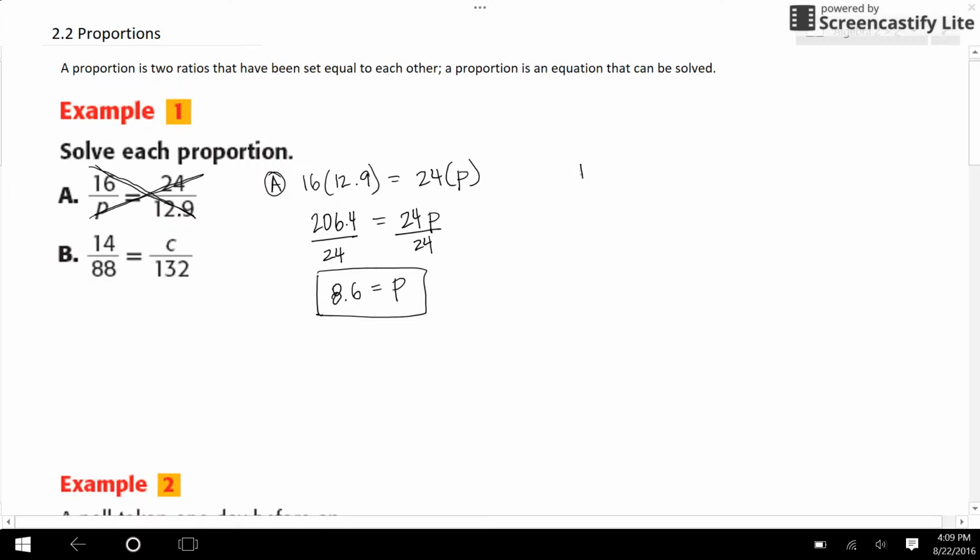What about B? If I'm going to do B, I have the same thing. So I'm going to do this proportion. I'm going to cross multiply. I'm going to get 14 times 132 is equal to 88 times C. And so if I do 14 times 132, I get the magical 1848, equals 88C. And now I can divide both sides by 88. They will cancel here. And when I divide that by 88, my calculator spits out a happy 21.